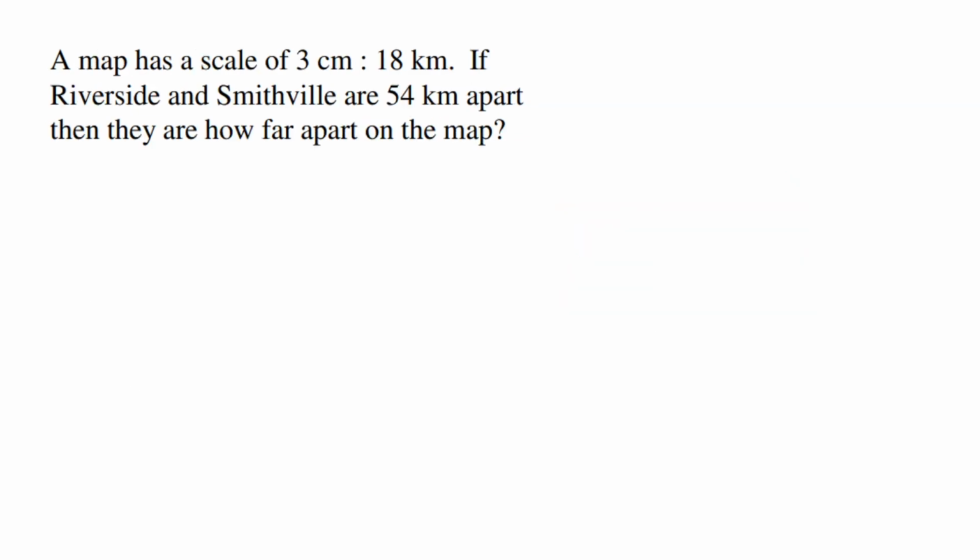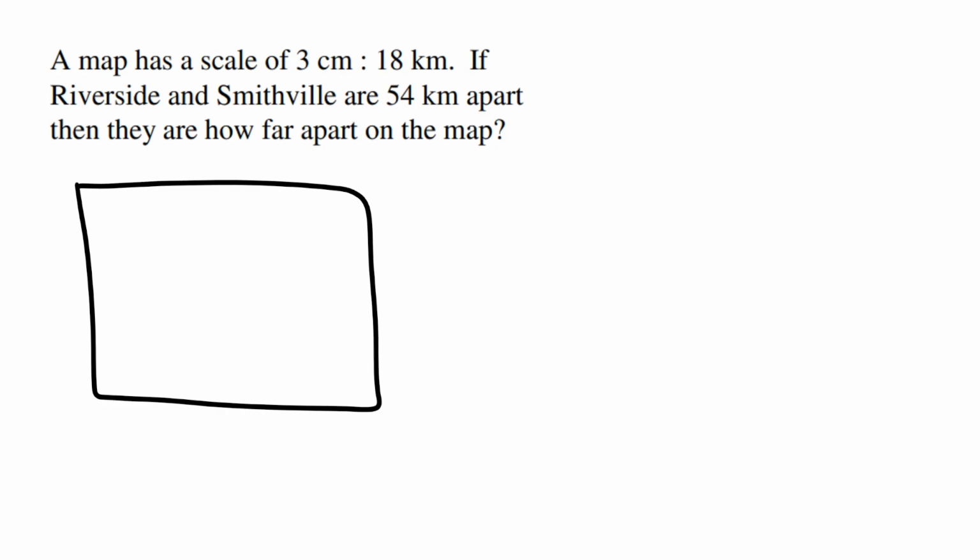A map has a scale of 3 centimeters to 18 kilometers. If Riverside and Smithsville are 54 kilometers apart, then how far apart are they on the map? So on a map, for every 3 centimeters that we measure, that represents 18 kilometers. If we have 2 points on this map, and we know that the distance between them is 54 kilometers, we want to know how many centimeters that is when we're actually looking at our map.